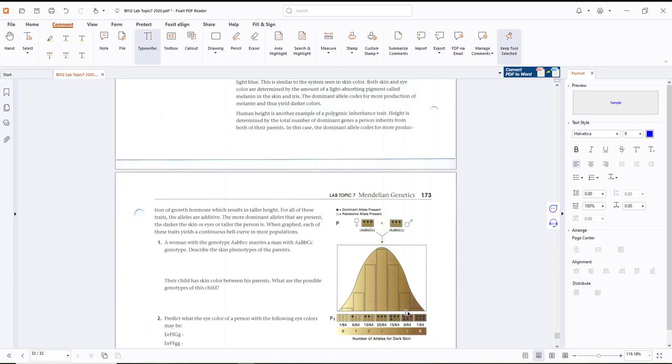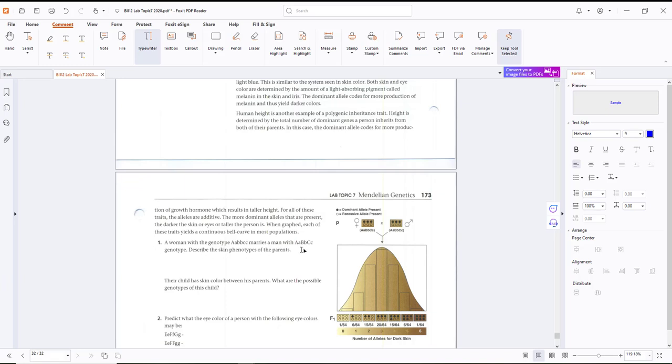So, you know, variations within that, or in this case, it's just showing three genes coding for one trait. So within that, you might have all sorts of different possibilities in your offspring. So a woman with a genotype that is big A, little b, little b, little c, marries a man that is big A, big B, big C, little c, describe the skin phenotypes of the parents, okay?